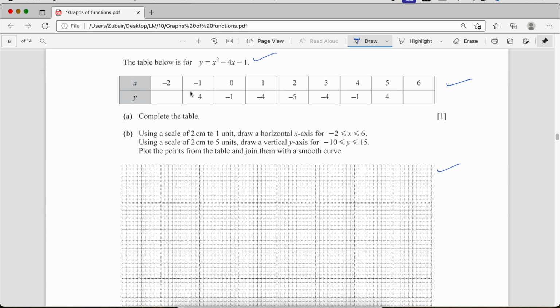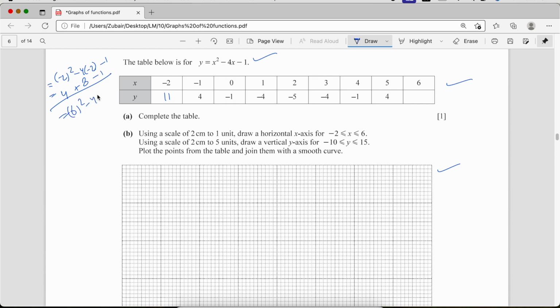So at x equals minus 2, I need to know what the value of y is. I'm just substituting: negative 2 squared minus 4 into negative 2 minus 1. Negative 2 squared is 4, plus 4 times 2 is 8, 4 plus 8 is 12, minus 1 is 11. Then it's 6.